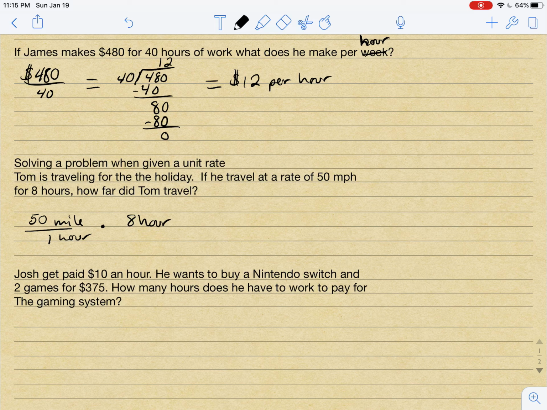Now I set it up this way because when you have an hour divided by an hour, you're going to get rid of the hours, being left with only miles. And that's what we're trying to find, the number of miles Tom travels. So all we have to do is multiply 50 times 8, because if we're going 50 miles per hour and we travel that speed for 8 hours, that's going to be 50 miles each hour. So multiplication, and that gives us 400 miles.